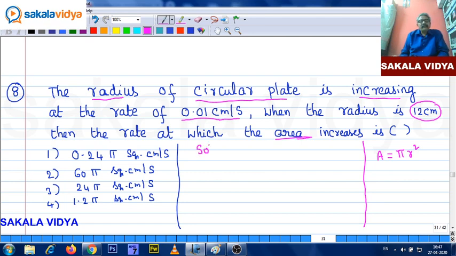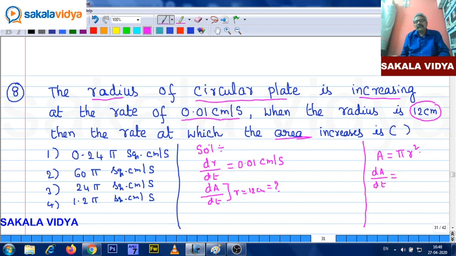Solution. So, dr by dt given. dr by dt equals 0.01 centimeter per second. Now, we need to calculate dA by dt is equal to question mark, dA by dt when r is equal to 12 centimeters. This is the question mark. Now, A is equal to pi r square, let us find out dA by dt. dA by dt is equal to, r square differentiation 2r, and dr by dt. 2 pi r dr by dt.